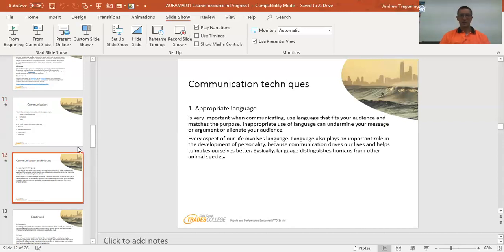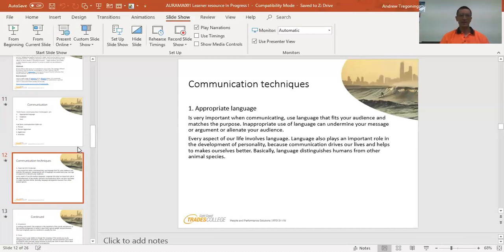Onto that first technique, appropriate language. It's really important to use language that fits your audience and matches the purpose. Inappropriate use of language can undermine your message or argument or alienate your audience.